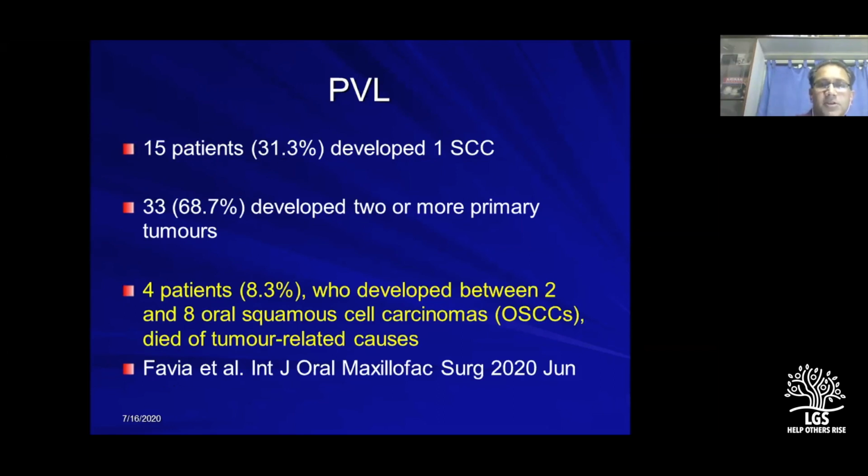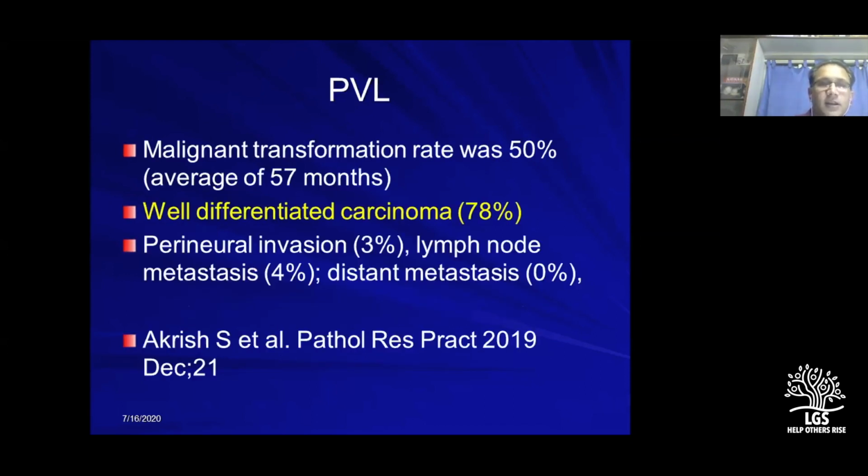In a study recently published in the IJMS, we find that close to 31% of the patients with PVL, that is proliferative verrucous leukoplakia, develop at least one squamous cell carcinoma. And about 68% of them, that is close to two-thirds of these patients, develop two or more primary squamous cell carcinomas, and up to 2 to 8, and in some patients there were 12 squamous cell carcinomas. So we must understand that PVL is an extreme form of leukoplakia, wherein the ability to transform into malignancy is pretty high, and they do tend to develop recurrent cancers. And very recently, again, one of the studies came out in the pathology journals saying that the malignant transformation rate in PVLs would be as high as 50%, and most of these would be squamous cell carcinomas.